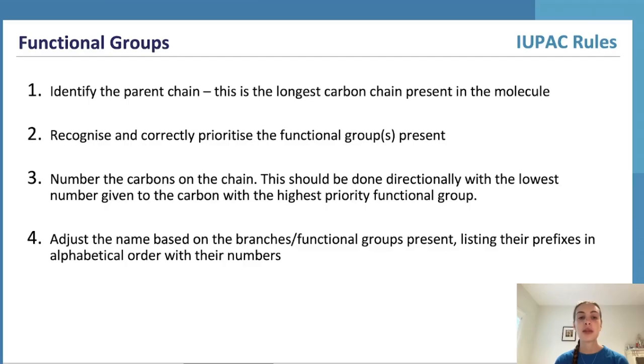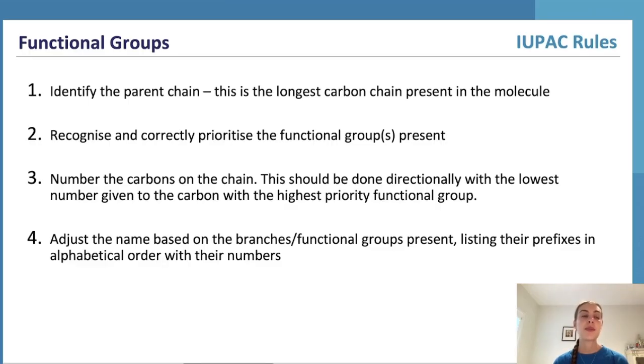So these are our main 4 rules which we have, and then we also have some supplementary rules to assist in making the naming of these a bit more coherent. So our first step in naming any organic compound is that we need to identify what the parent chain is. And so the parent chain is going to be whatever the longest carbon chain is that's present in the molecule.